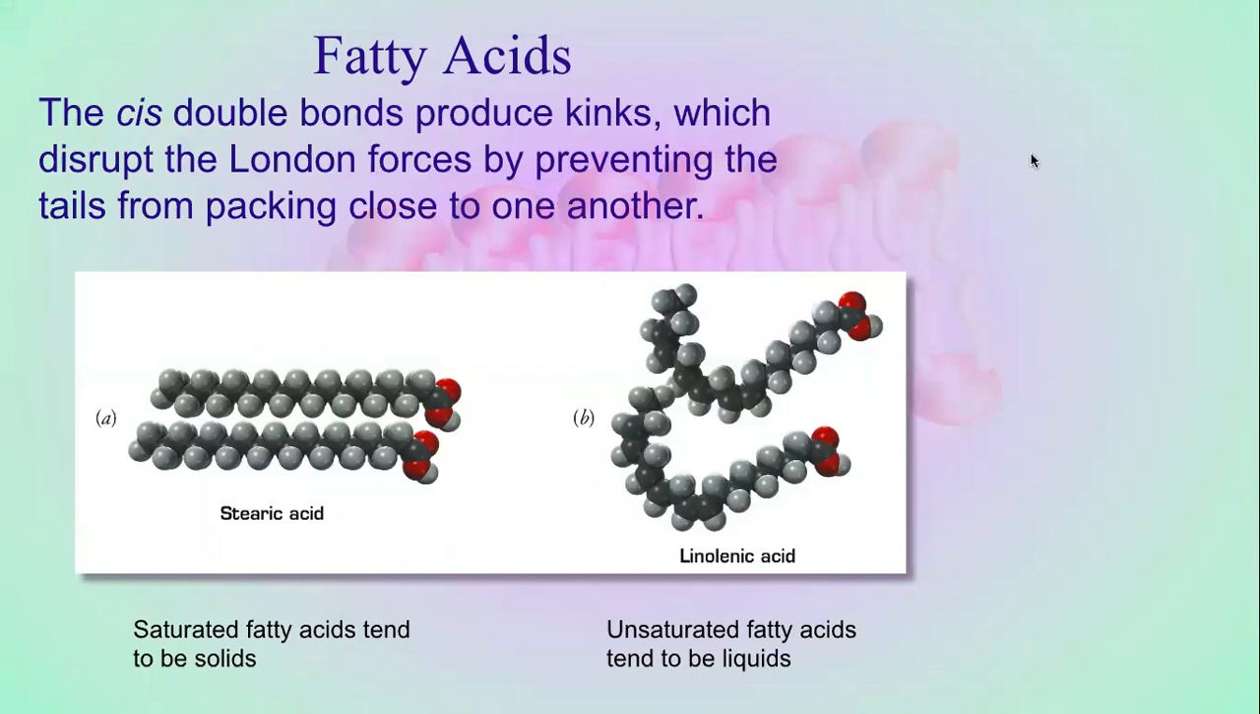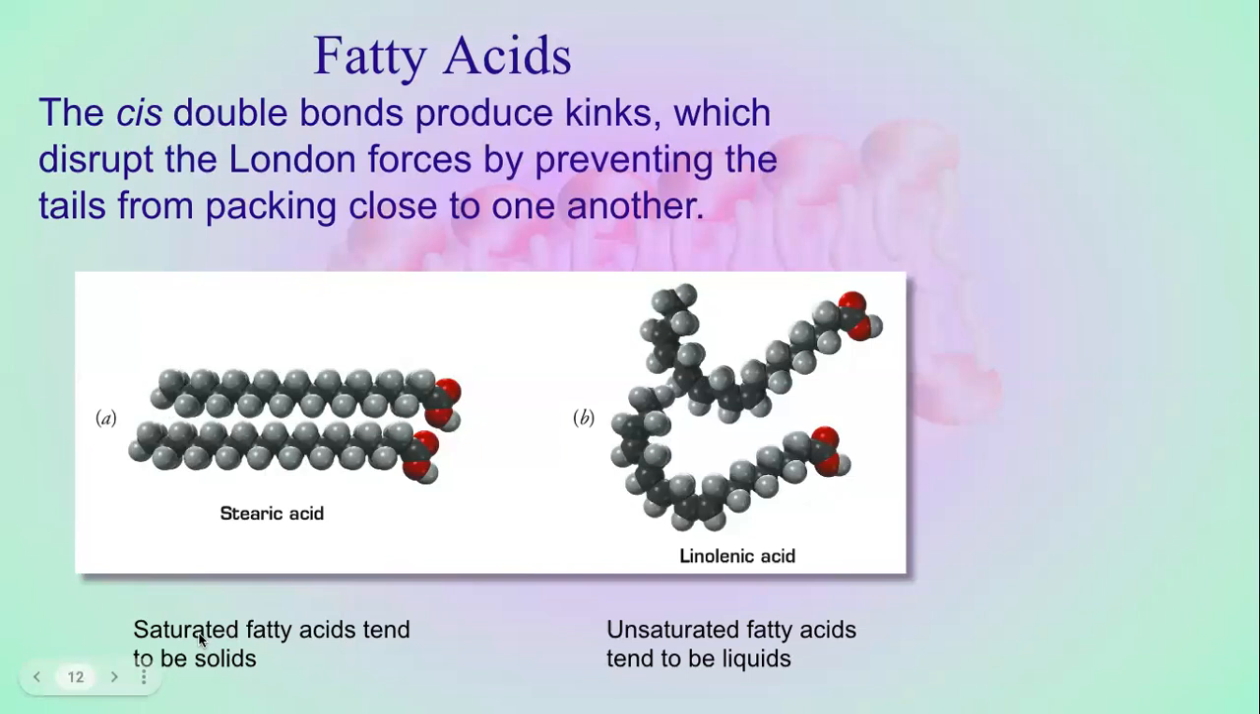So as I mentioned in the previous slide, the cis double bonds produce these bends in unsaturated fatty acids, and this prevents these molecules from stacking on top of each other, and it disrupts the London dispersion forces that these hydrocarbon or nonpolar molecules can have. So on the left, we're looking at stearic acid. It is a saturated fatty acid. And so it doesn't have any double bonds. It doesn't have that bend in it. And so these molecules can stack on top of each other. And those weak London dispersion forces are what are going to hold these molecules together.